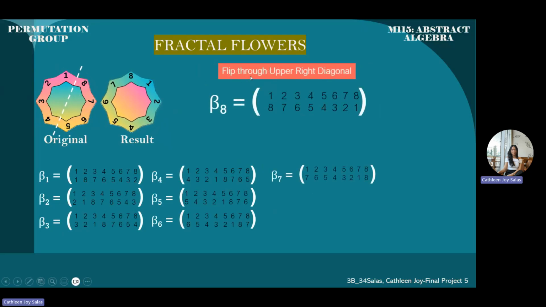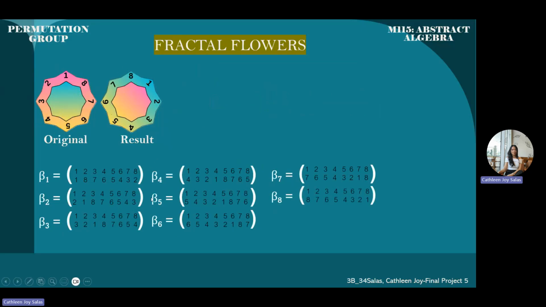And next, flip through upper right diagonal. Let beta sub 8 be the permutation for this group. So we have here 1 is to 8, 2 is to 7, 3 is to 6, 4 is to 5, 5 is to 4, 6 is to 3, 7 is to 2, and 8 is to 1.